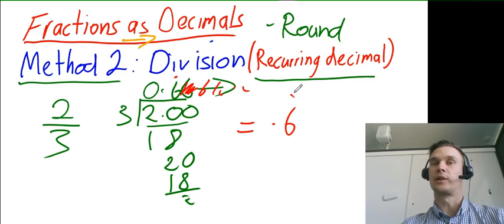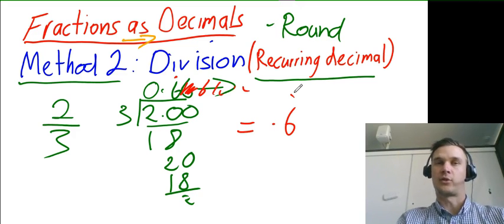That will show that it's a recurring number, a recurring decimal, and we can move on to the next question.